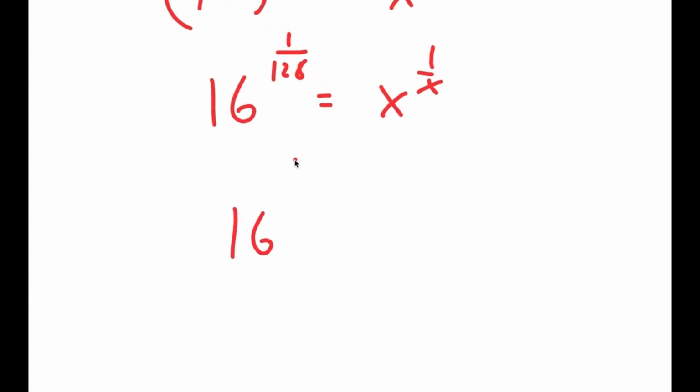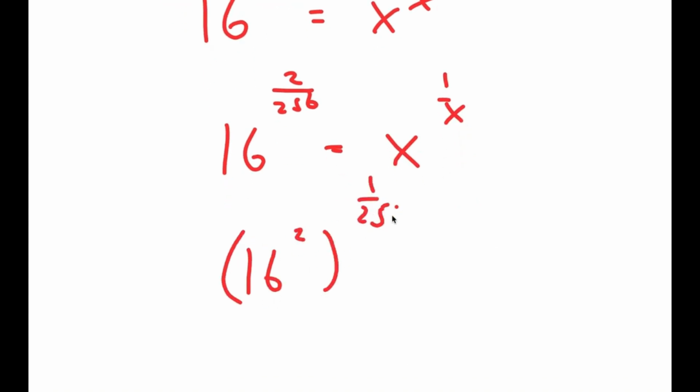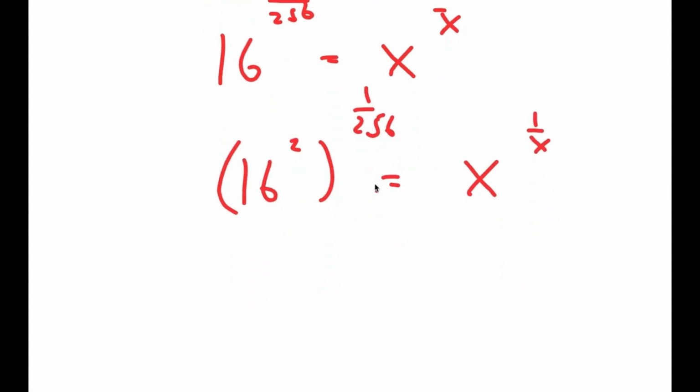So I get 16 to the power of 2 over 256 is equal to x to the power of 1 over x. Now this is the same thing as 16 squared to the power of 1 over 256 is equal to x to the power of 1 over x. And now 16 squared is equal to 256. So I get 256 to the power of 1 over 256 is equal to x to the power of 1 over x.